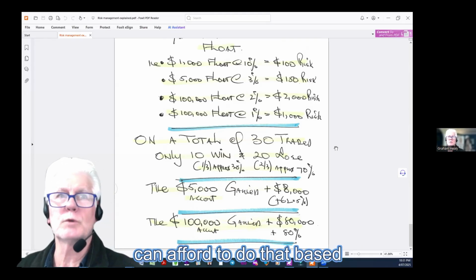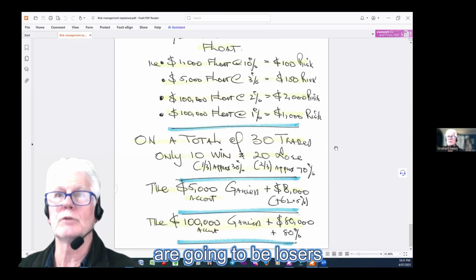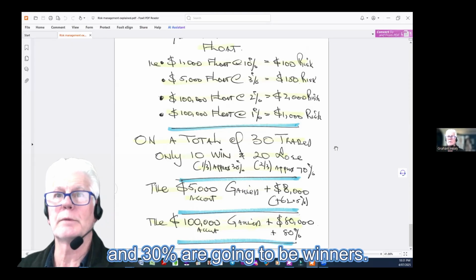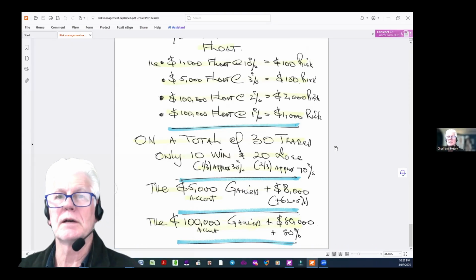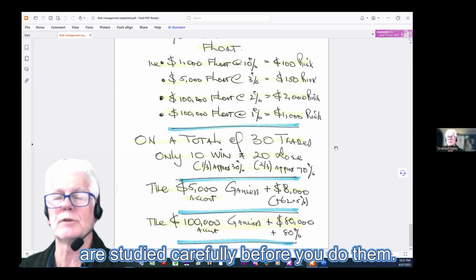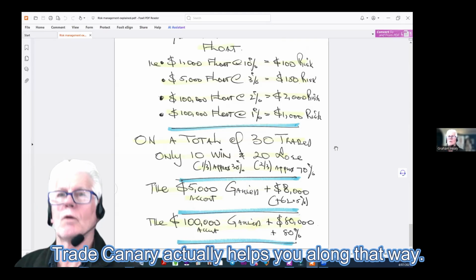And you can afford to do that based on the ratio that 70% of the trades you do are going to be losers and 30% are going to be winners. But if they're winners, they're going to win anywhere between $800 and $1,000 if the trades are studied carefully before you do them. And Trade Canary actually helps you along that way.